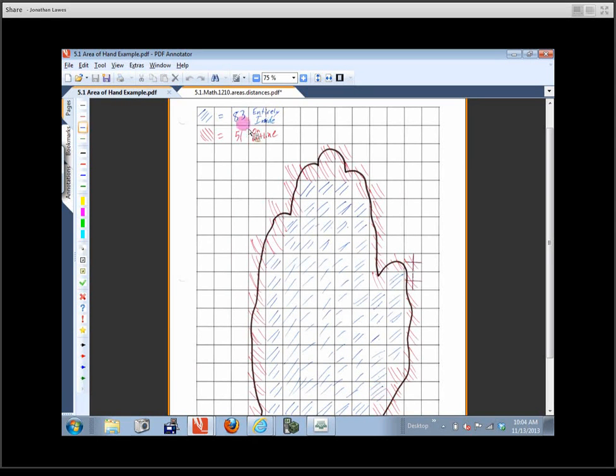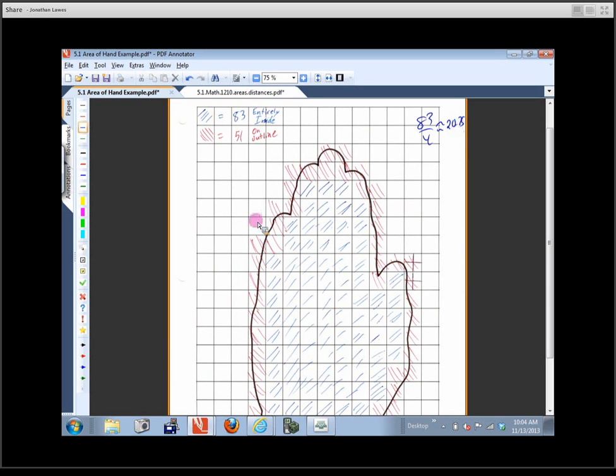So if I have 83 half-inch squares, every 4 of those would make 1 square inch. So if I take 83 and divide that by 4, I get 20.75. So about 21 square inches, as an estimate, assuming the graph paper is accurate and stuff like that. But that's going to be a little bit on the low side.